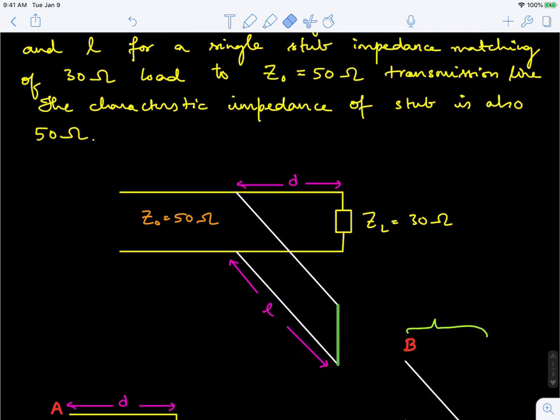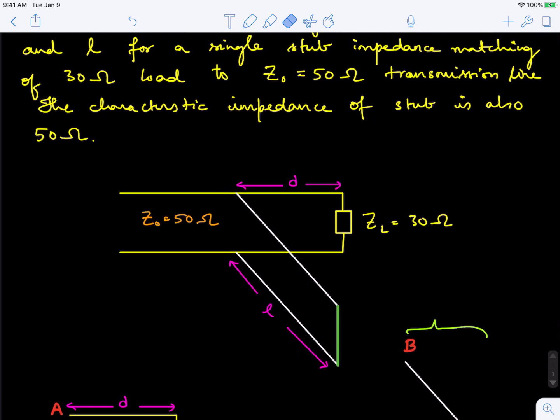Okay, so now this problem is as shown here. We have a characteristic impedance of 50 ohms here, and we have a load of 30 ohms. We have a small section of the transmission line here, which is of length d. We have to find out what that d is, and we also have a parallel stub connected at the point, and it has a short on one end and it is connected parallelly to the main transmission line. We have to find out what this length is going to be.